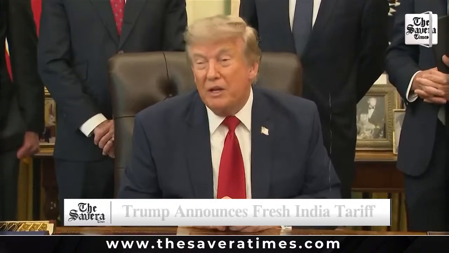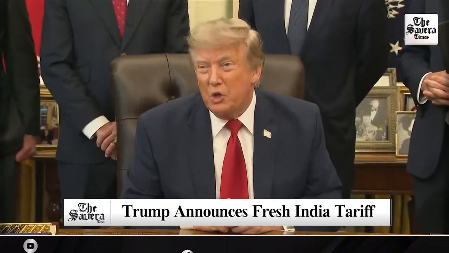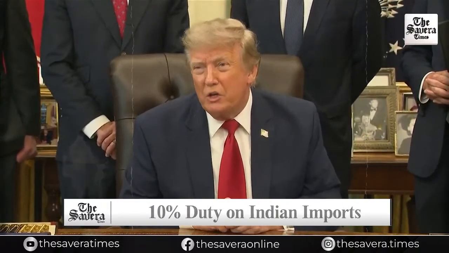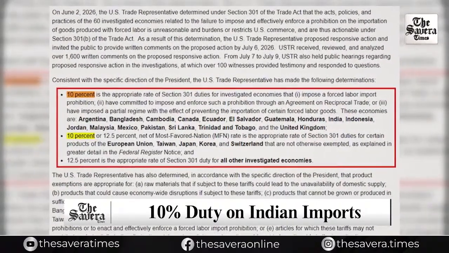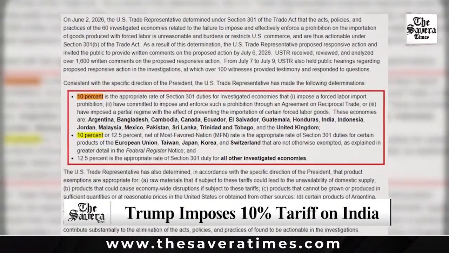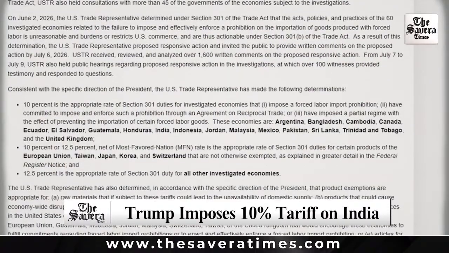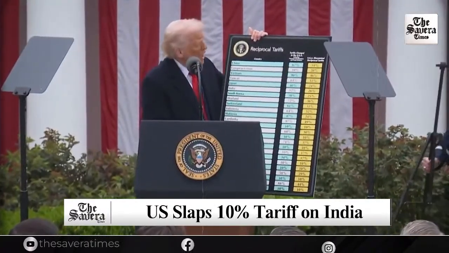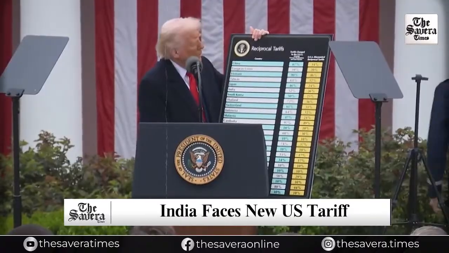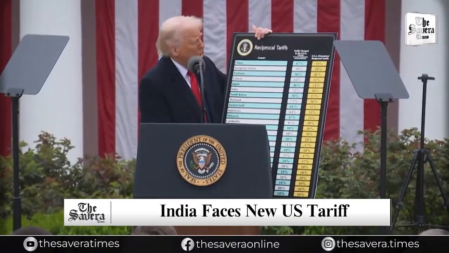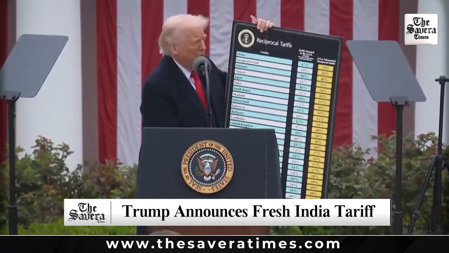And the new tariff policy also contains several exemptions, as according to the U.S. government, the additional duties will not apply to raw materials whose restriction could create shortages in the domestic supply. Products that could cause economy-wide disruptions or goods that cannot be produced in sufficient quantities within the U.S. have also been kept outside the scope of the tariffs.